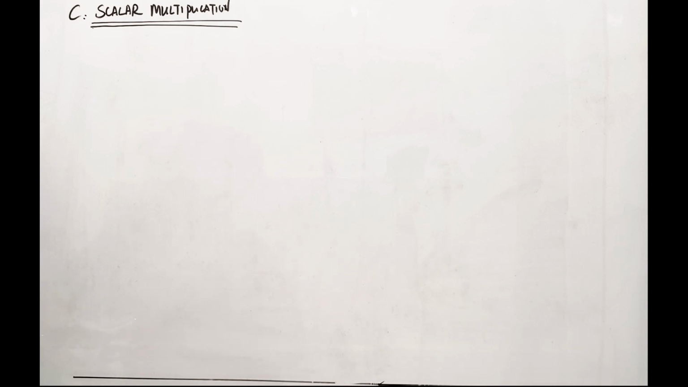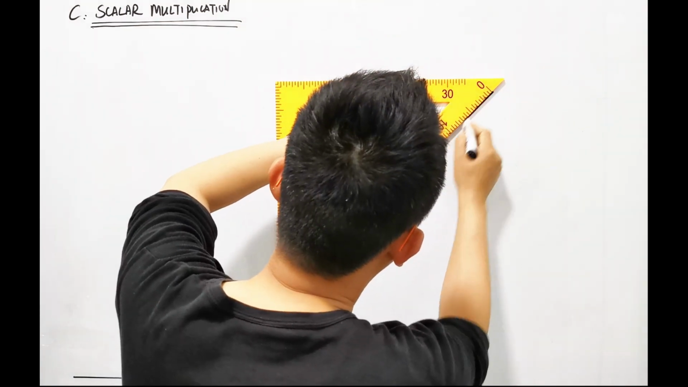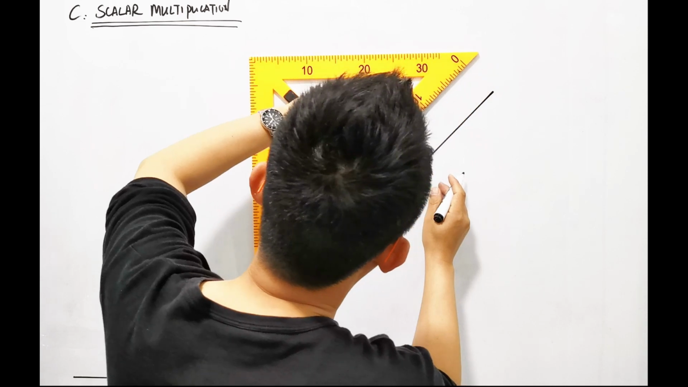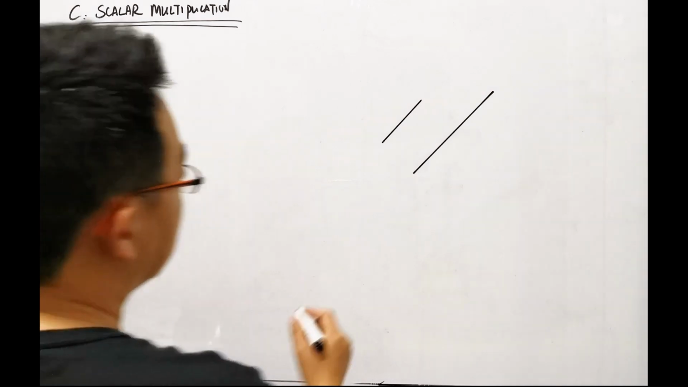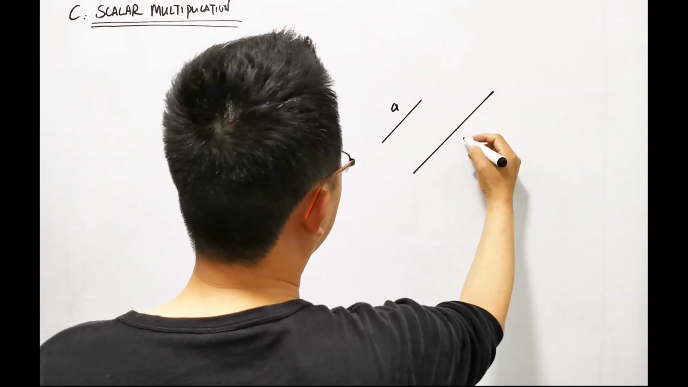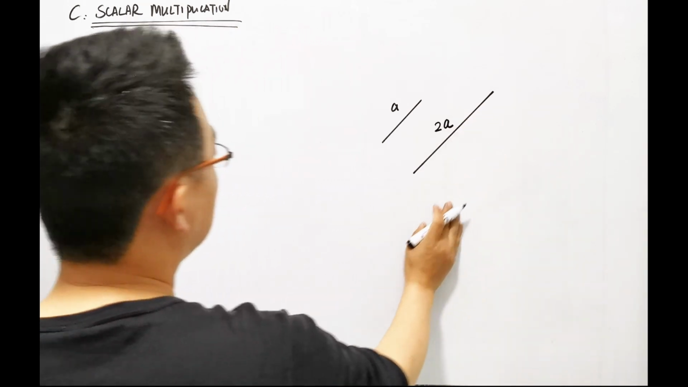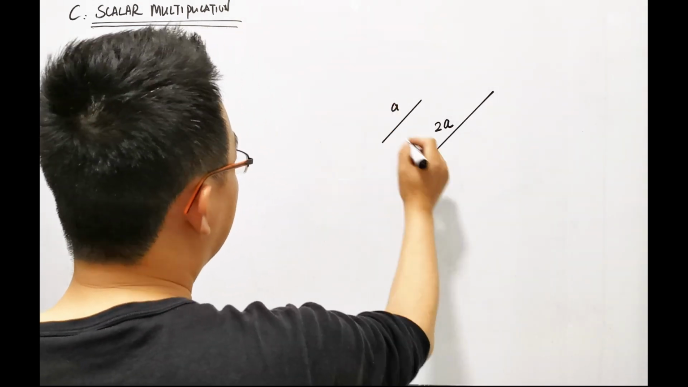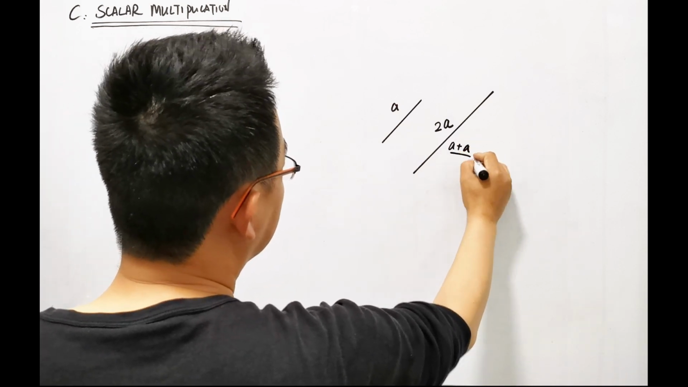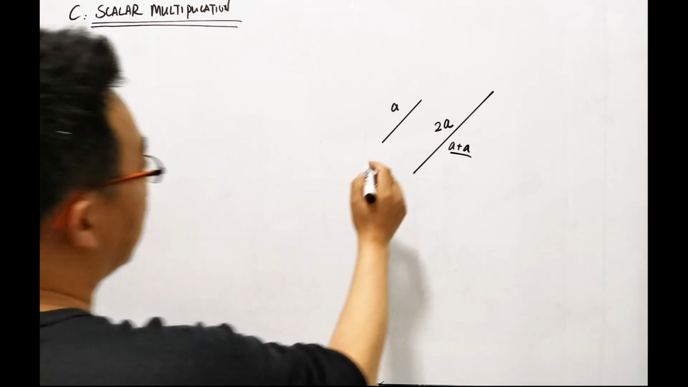Okay, so in this case we're going to draw two lines. These two lines are parallel to each other. So in this case, this line is A. We have another line, so basically the line we can represent as 2A, because the magnitude is 2 times A, or we can also write it as A plus A.